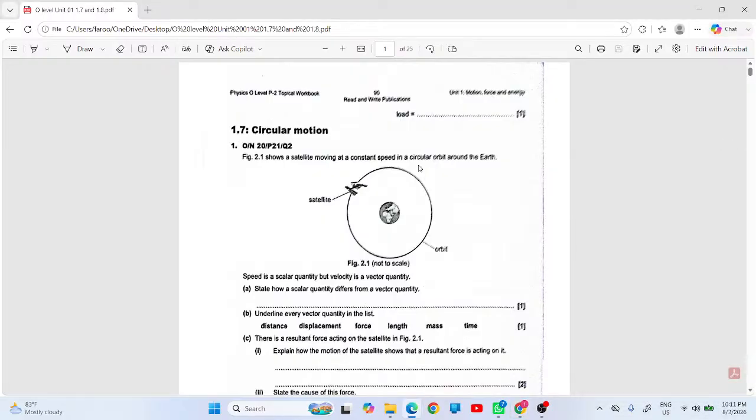Okay, so the uniform circular motion. Figure 2.1 shows a satellite moving at a constant speed in a circular orbit around the earth. Speed is a scalar quantity but velocity is a vector quantity. State how scalar quantity differs from vector quantity.